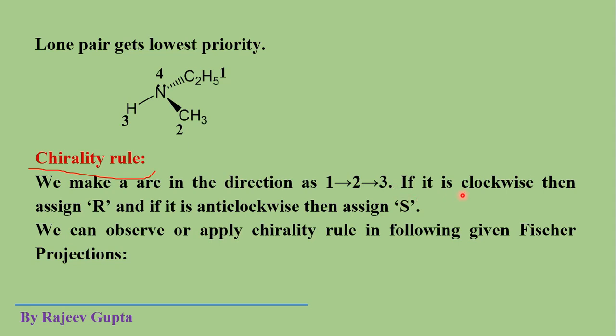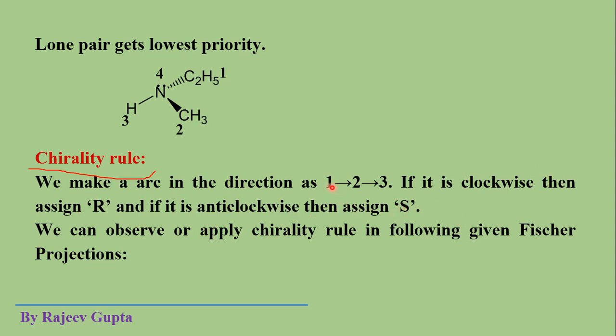If the arc direction is clockwise, then we will assign capital R. And if its direction is anti-clockwise, meaning its head is directing towards the anti-clockwise direction, then we will assign S. We can observe or apply the chirality rule directly: clockwise means R, anti-clockwise means S.